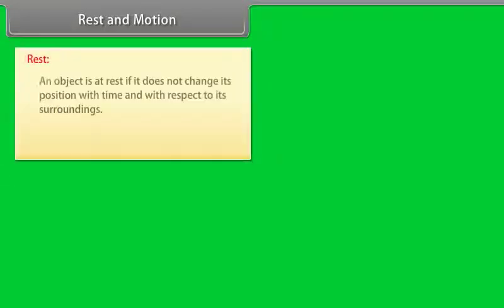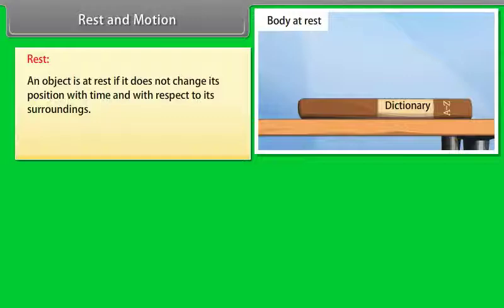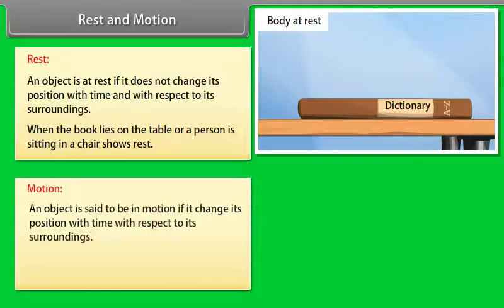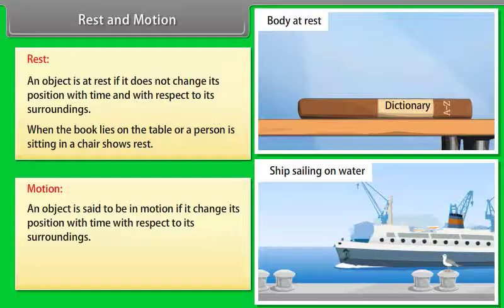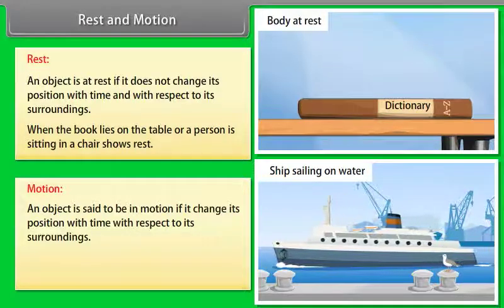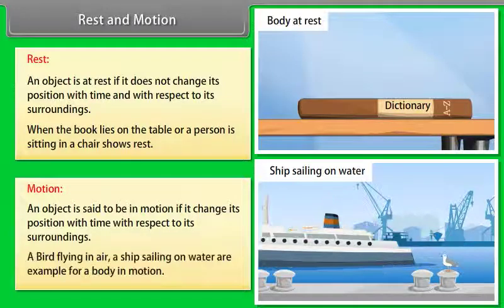Rest and motion. Rest. An object is said to be at rest if it does not change its position with time and with respect to its surroundings. A book lying on the table or a person sitting in a chair shows rest. Motion. An object is said to be in motion if it changes its position with time with respect to its surroundings. A bird flying in air and a ship sailing on water are examples of a body in motion.